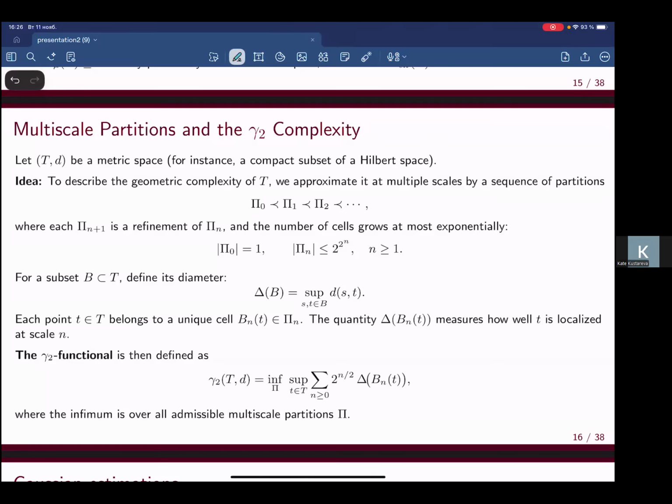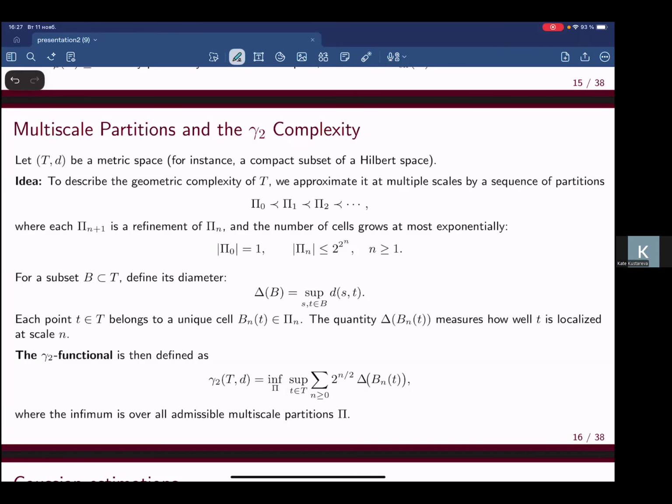The idea is to approximate T step by step using a sequence of partitions. We denote them P0, P1, P2, and so on, each one giving a finer and finer description of the set. At the very first level, P0 contains only one cell, the whole space. Then at level n, the partition Pn splits this space into at most 2 to the power 2^n cells. So the number of parts grows exponentially with n. Each new partition refines the previous one, adding more details at a smaller scale.